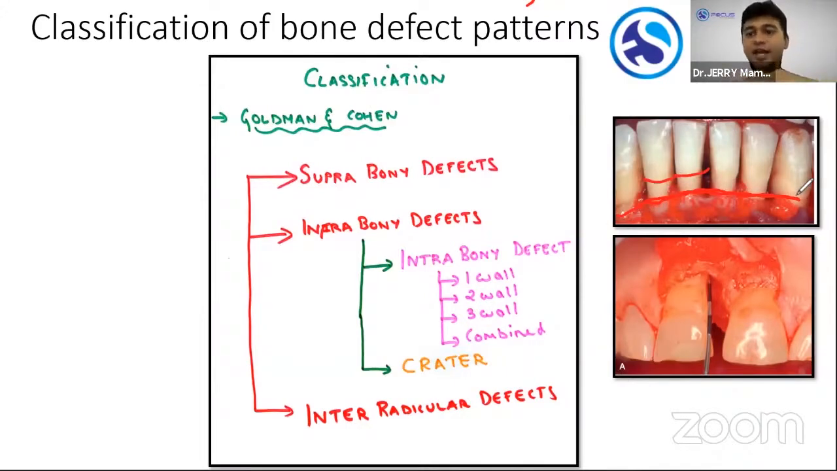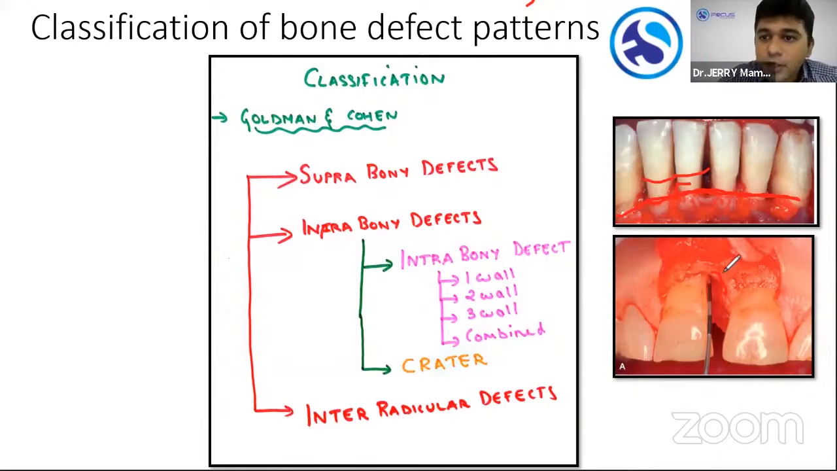Okay. Bone is flat to the tooth surface, or forming a 90 degree angle to the tooth surface. You can say flat architecture. Okay, flat. That is your supra-bony defect. Then you see a defect here. You can see one.